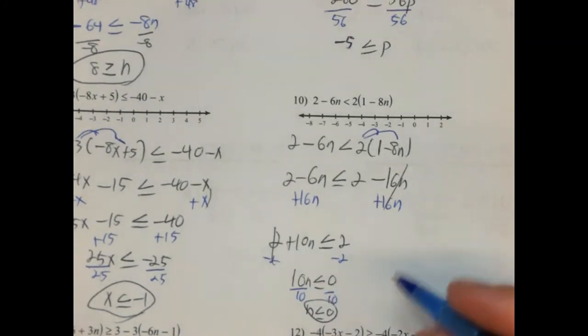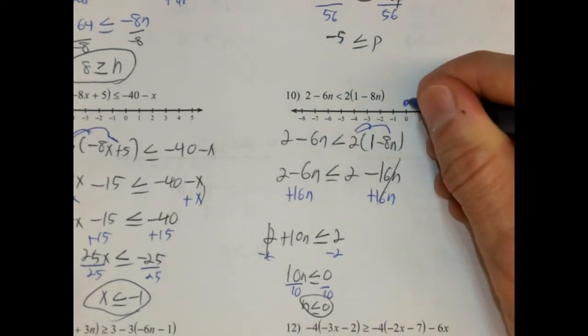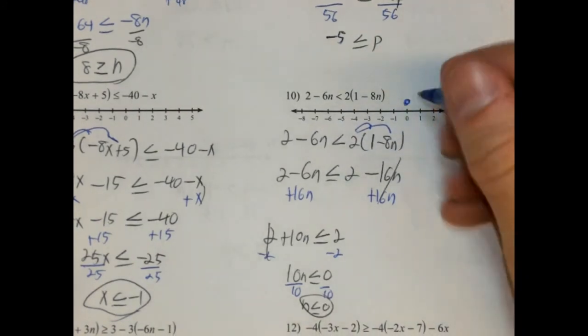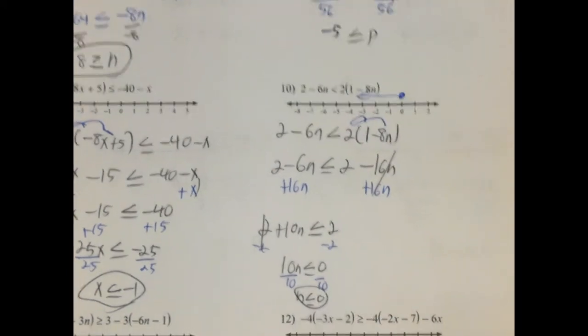Okay. We're going to put that here. It's going to be a filled-in circle because it's inclusive. And n is less than, so we're going to the left. Okay. All right, last two.